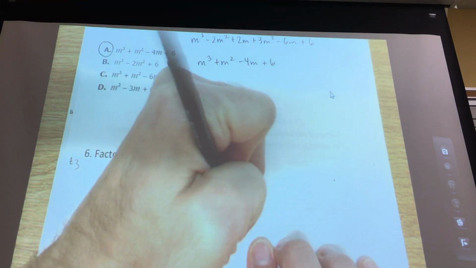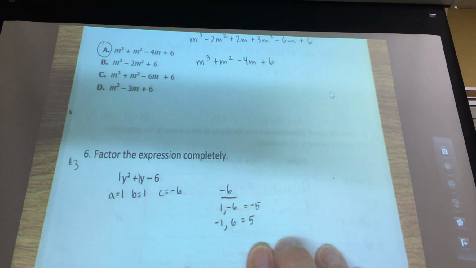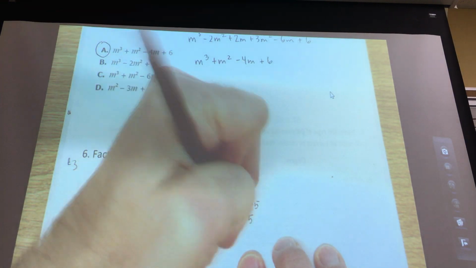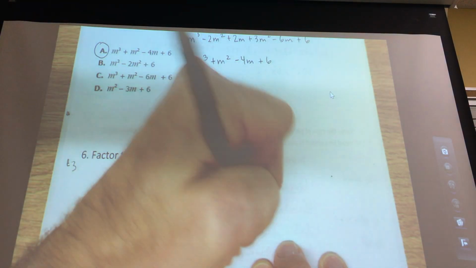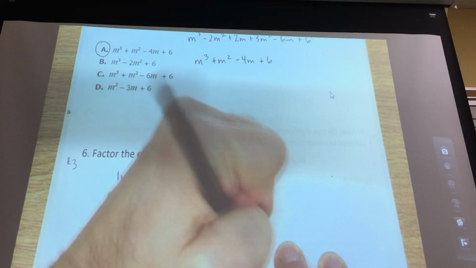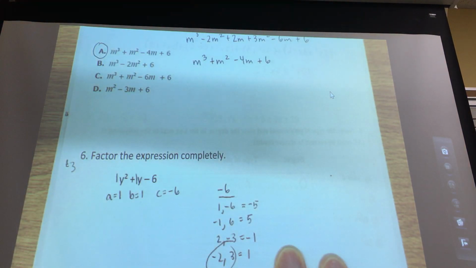Negative 1 and positive 6 is going to turn into a positive 5. That does not add to be 1. We're going to go to 2 and negative 3. 2 and negative 3 add to be negative 1, so that doesn't work. We're very, very close though. Negative 2 and positive 3 is going to be a positive 1. So these are the two guys we want because they add to be 1.